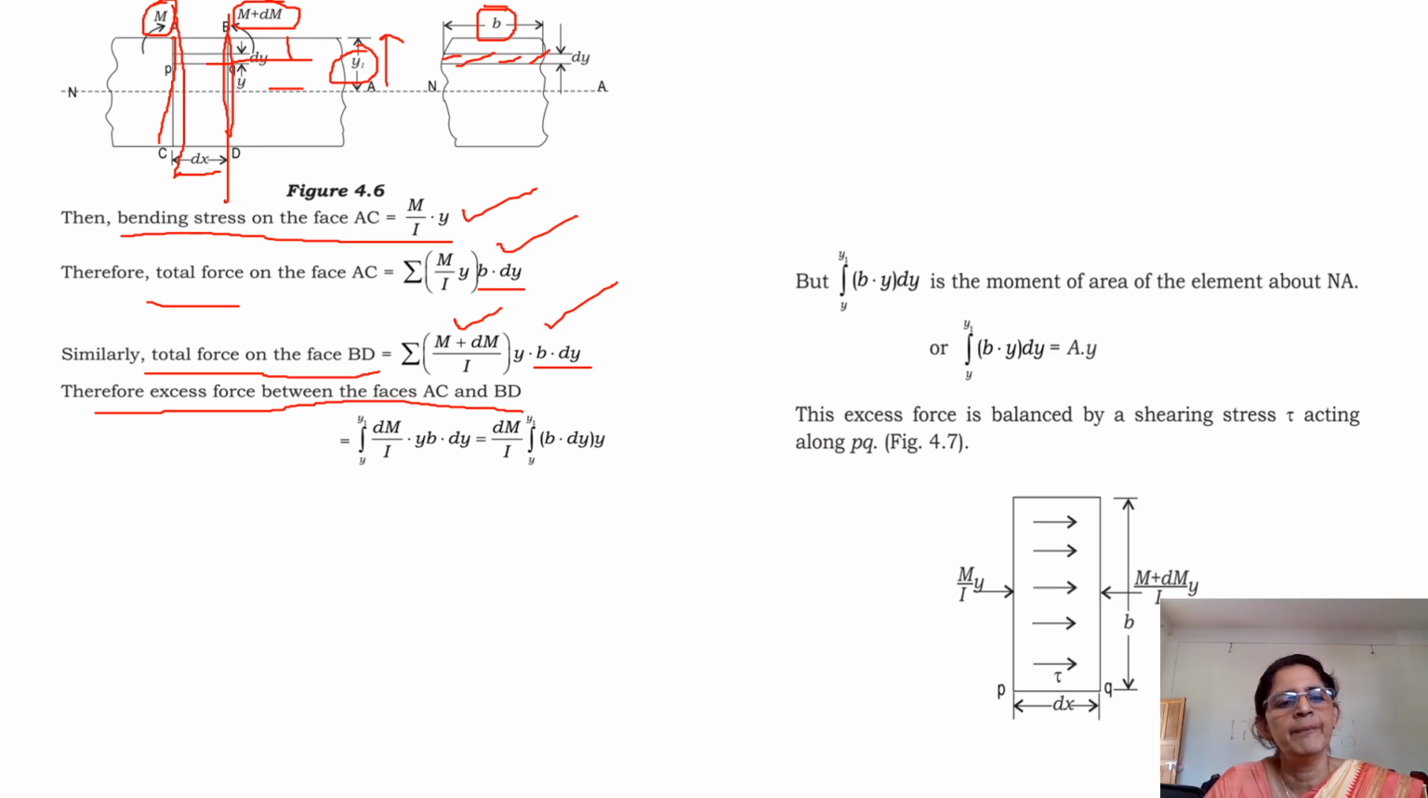So I have taken the excess force between the faces AC and BD as integral y to y1 dM by I into y into b into dy. Understand? This dM is a constant because the bending moment is a constant value at that particular section. Capital I is also a constant. Then b into y into dy come outside, right? So this is the excess force coming between the faces AC and BD. Okay, so shall we write up till here?